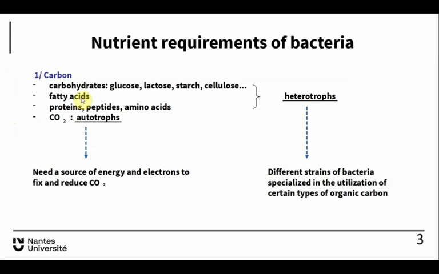Now, I added this here: don't get the idea that heterotrophs can use anything, okay? Different species of bacteria are specialized in using different types of organic carbon molecule. So almost all bacteria can use glucose as a source of carbon, but maybe not all of them can use cellulose, for example. Not all of them can use lactose as a source of carbon. So heterotrophs will be more or less specialized in the use of some particular organic source of carbon.